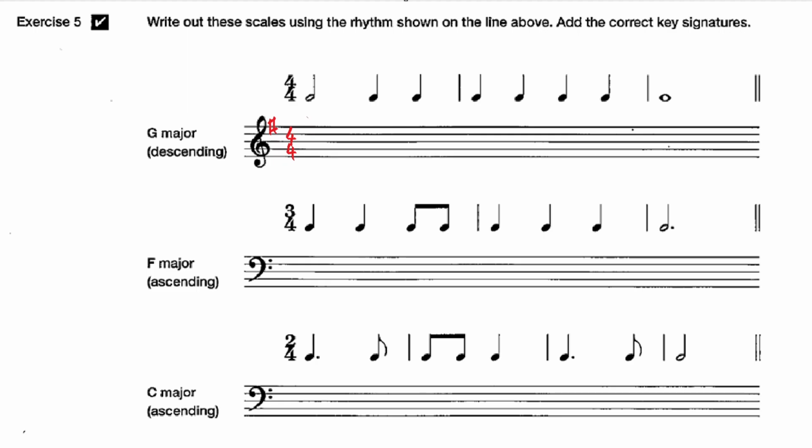G major descending, so we need to start with a nice high G. That would be on the very top line over the top. G, and then here's my F sharp, there's my E. D, C, B, A. Notice I'm just aligning myself under what they've given me. And there's my G to finish.